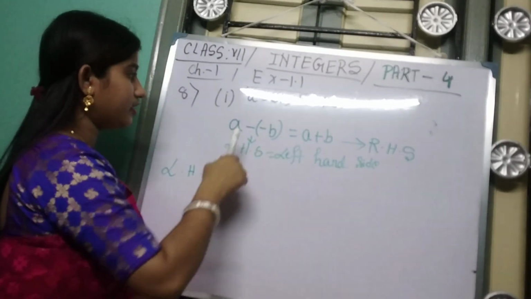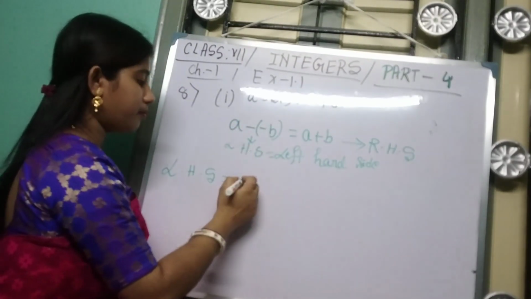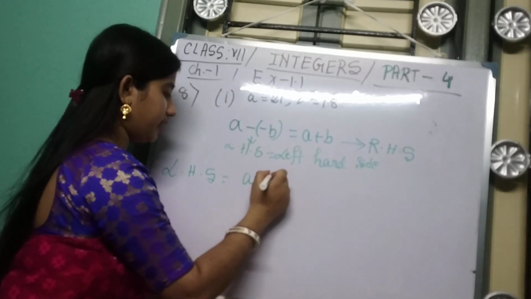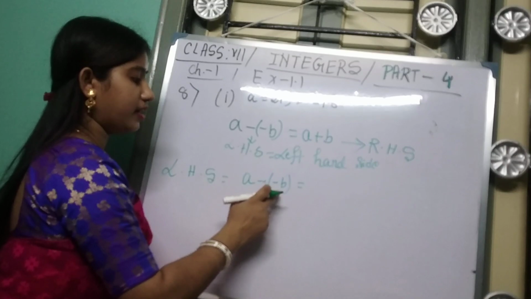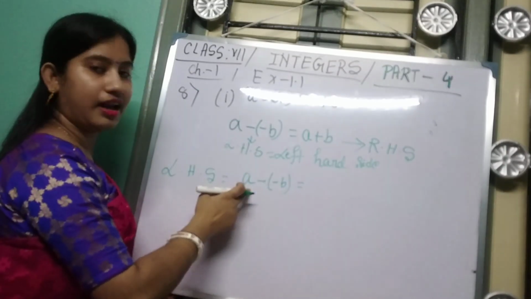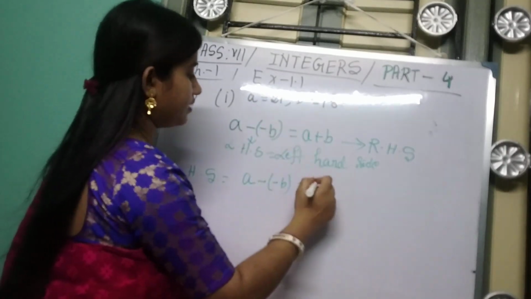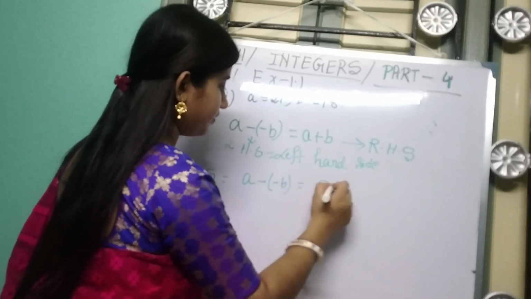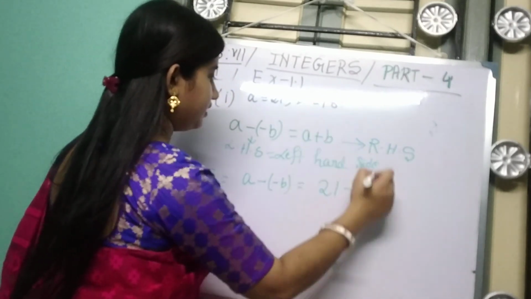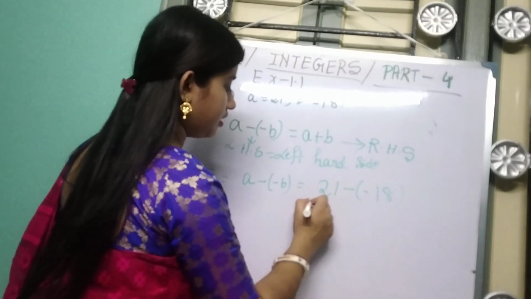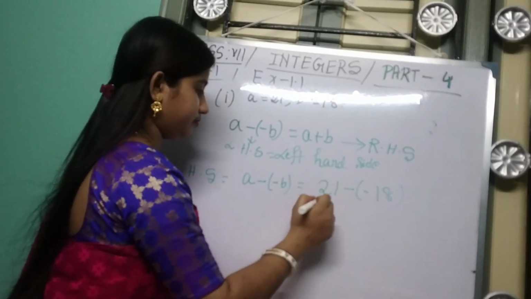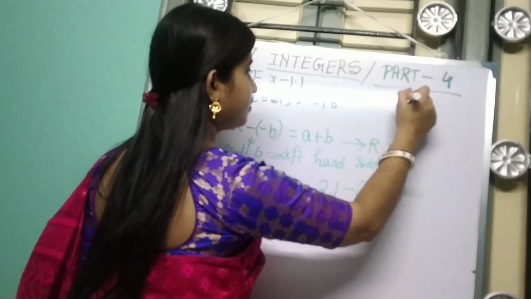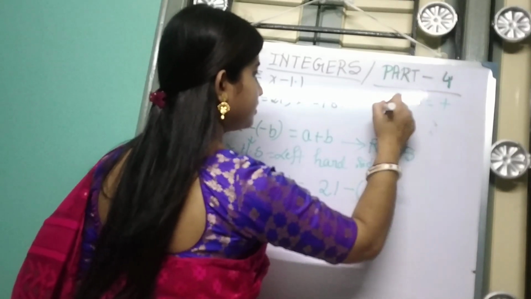Left hand side equals the given a minus of minus b. First we put the values of a and b. A is 21 and b is 80. Now we know that minus of minus means plus.